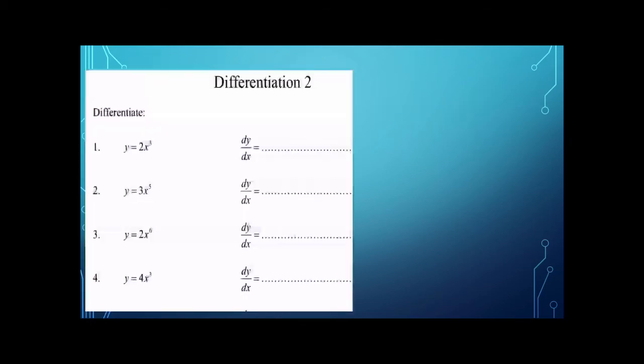Okay, so these are the questions from the worksheet. What I suggest that you do is you pause the video, have a go yourself, and then restart and watch me go through the questions. Okay, welcome back. y is equal to 2x cubed, so dy/dx is 3 times 2x squared, which simplifies to 6x squared.